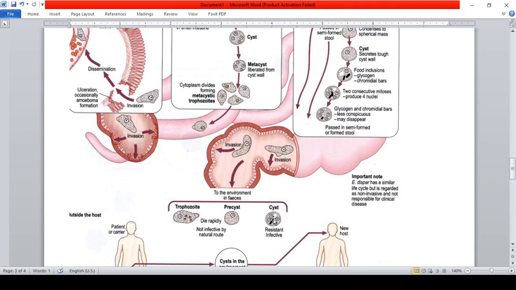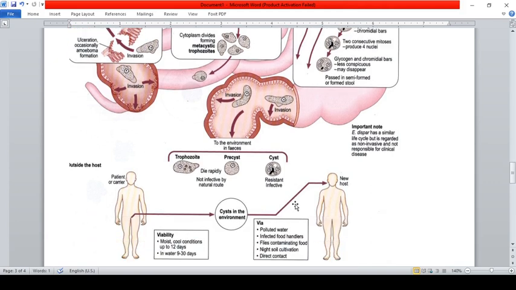The cyst stage has the chromatoidal bodies wherein their ends are... What is the morphology of the ends of the chromatoidal bodies of Entamoeba histolytica? Round blunt ends. Okay, so round blunt ends.